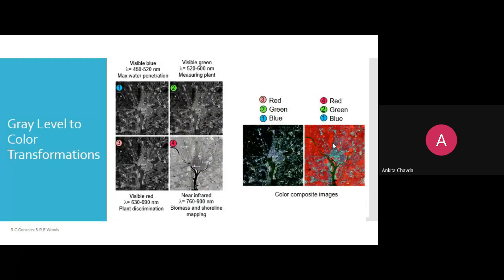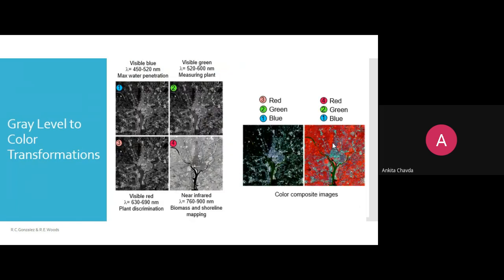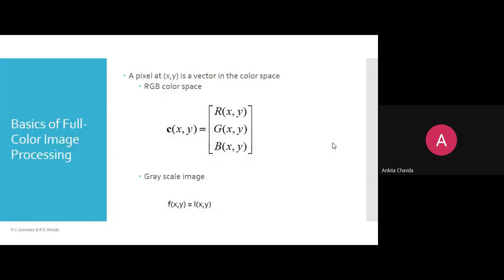So where we were, yeah, here. This is actually used in the case where different sensors produce individual monochrome images. There are many monochrome images, such as multispectral satellite images, that we can feed into this color model, and we will get a color image. This is used for that purpose only.